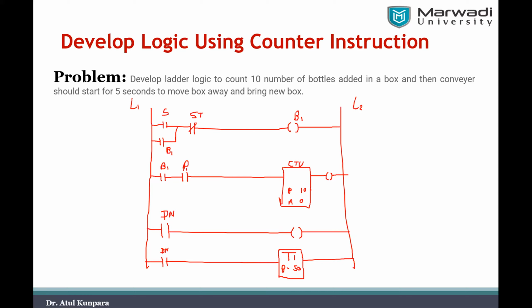After 5 seconds, when the done bit of this timer is on, I'm going to take its NC contact over here. Right? I'm writing here T1.DN. That is the timer done bit. So whenever the timer completes its task, its NC contact will open and your conveyor motor coil will be turned off, or its supply will be cut. So this is how you can have the logic for this given task. Can you understand this, everyone?